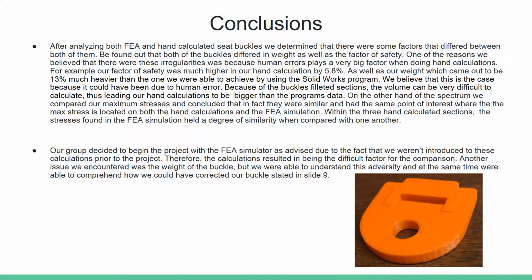Our group decided to begin the project with the FEA simulator, as advised, due to the fact that we weren't introduced to these calculations prior to the project. Therefore, the calculations turned out to be very difficult to compare. Another issue we encountered was the weight of the buckle, but we were able to understand this adversity and at the same time comprehend how we could have corrected our buckle, as stated in slide 9.